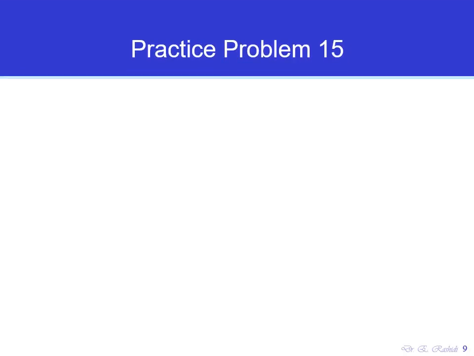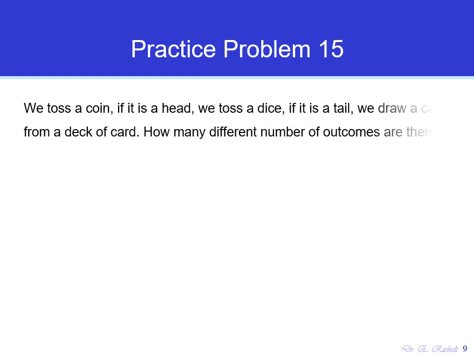Next practice problem. We toss a coin. If it's a heads, we toss a dice. If it's a tails, we draw a card from a deck of cards. How many different outcomes are possible? So please pause, work on this problem, and then come back to see the solution.